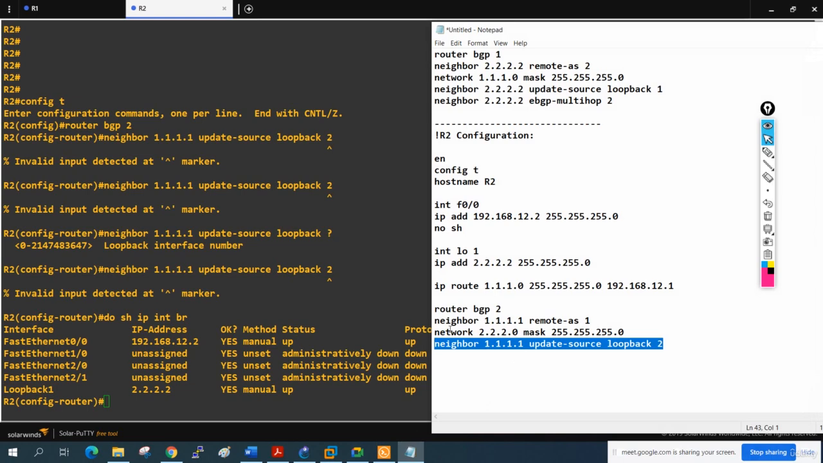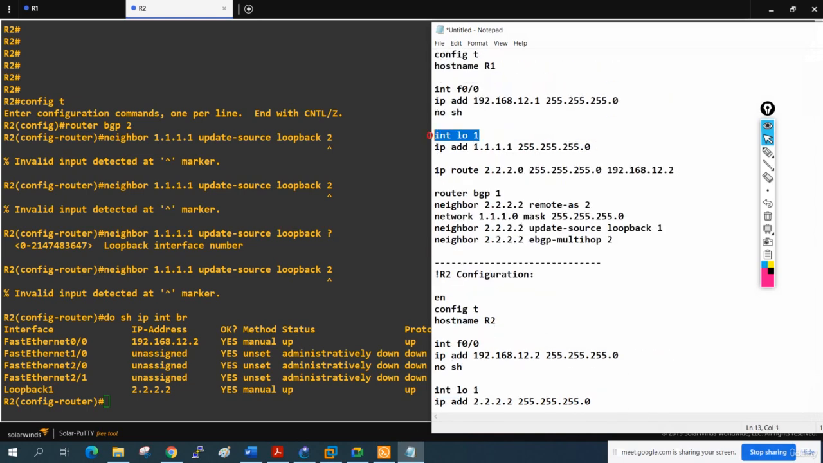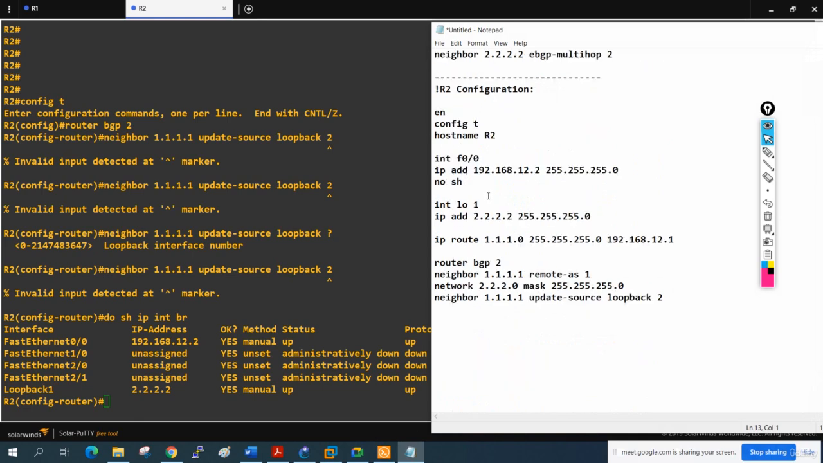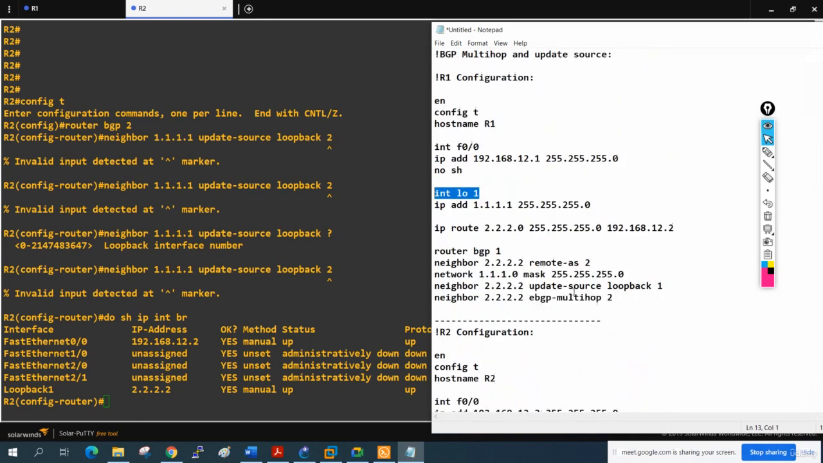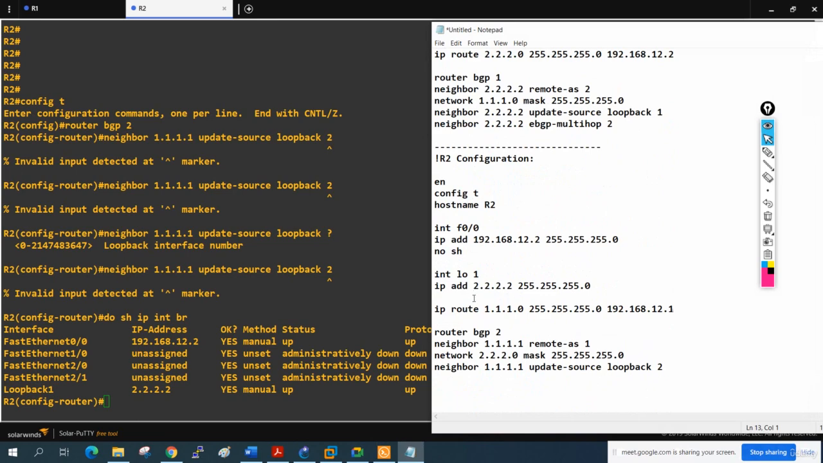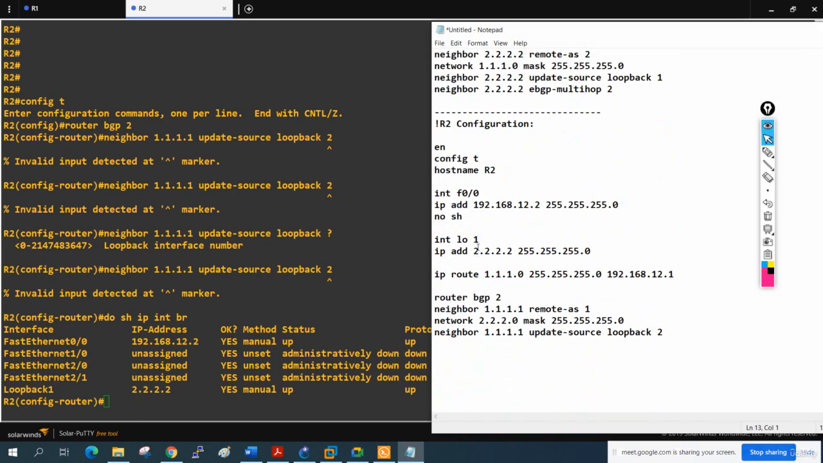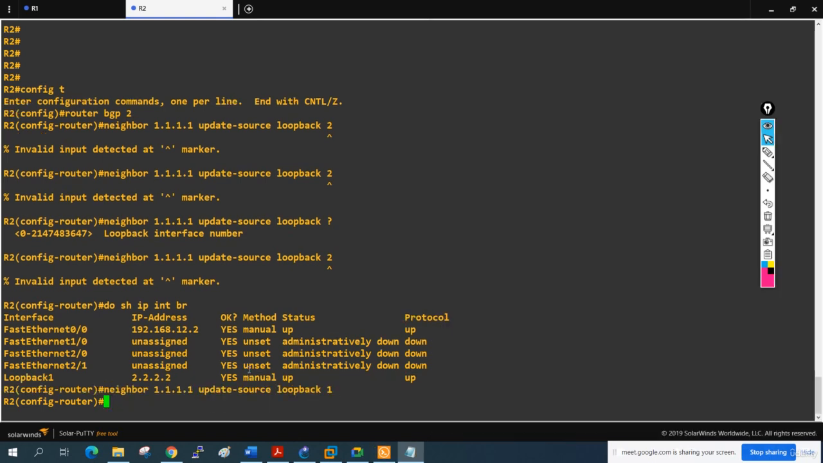Okay, did you understand what we have done? Here we wrote loopback 1. Here also we keep loopback 1. This loopback is locally significant, so no need to worry. Even if you create loopback 1 in R1 and loopback 1 in R2, no issue. But for simplicity we are creating loopback 2 here. So now if I use loopback 1 here, I need to use loopback 1 here. So I will write this one and now I will paste this. Okay, so now it will take.